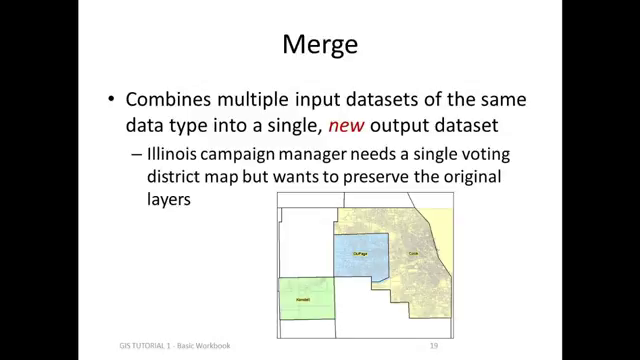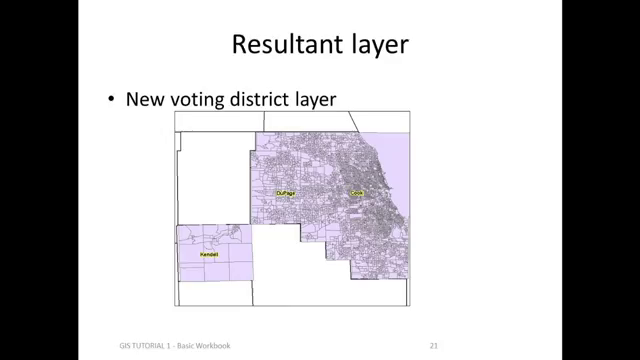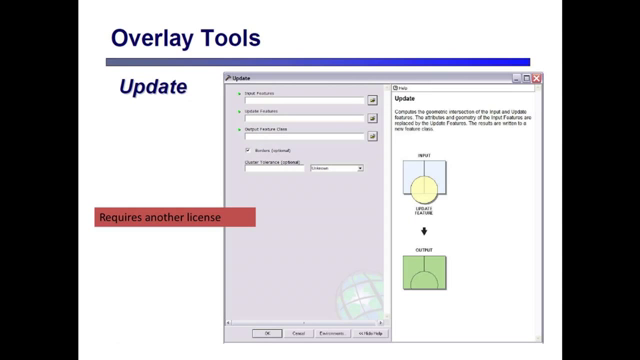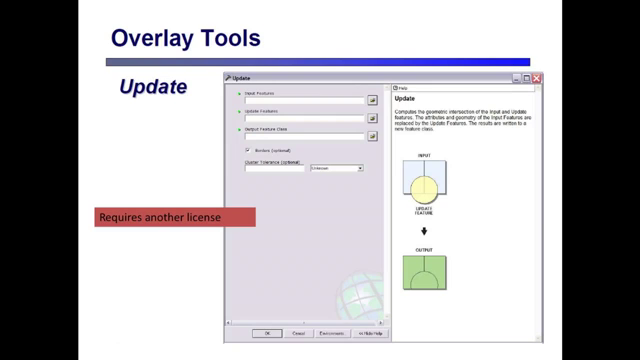An example of where you might want to do this is looking at trying to create a voting map, but you want to keep the original layers. You don't want to modify those original layers and add something to it, so you can use merge, and you end up with a new map. And again, you can choose which of those attributes you want to retain. You may not want to keep everything. Okay, so again, tools that we don't have, update.